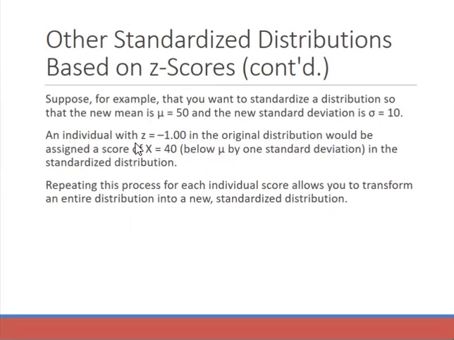We would assign them a score of x equals 40 because a z of -1 tells us it's below the mean by 1 standard deviation. Our mean is 50. We subtract 1 standard deviation. That gives us our new x score. So if you repeated this process for each individual score, it would allow you to transform an entire distribution into this new standardized distribution.